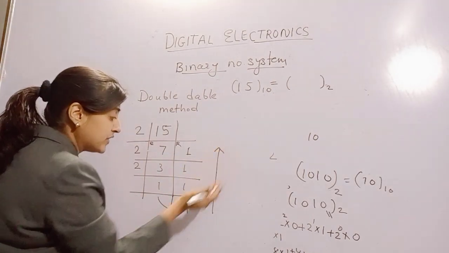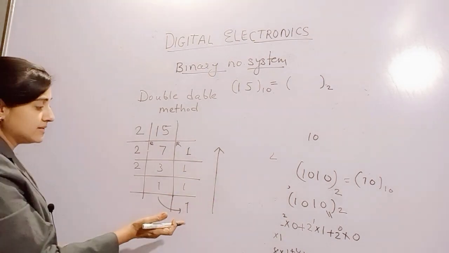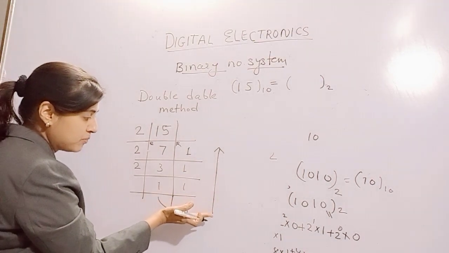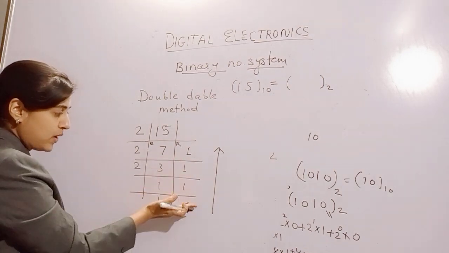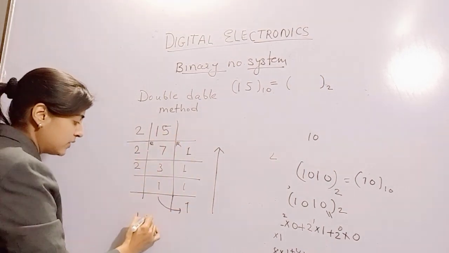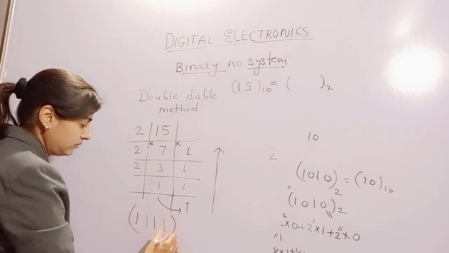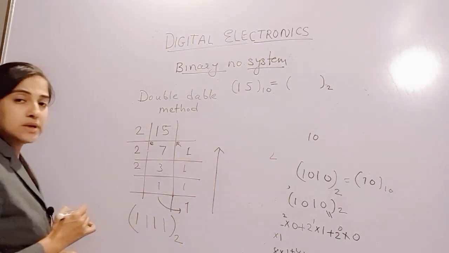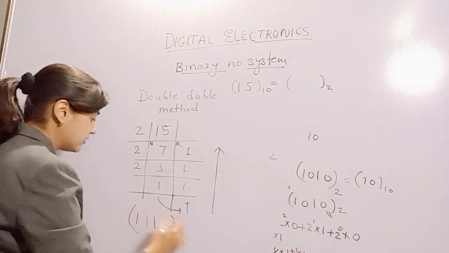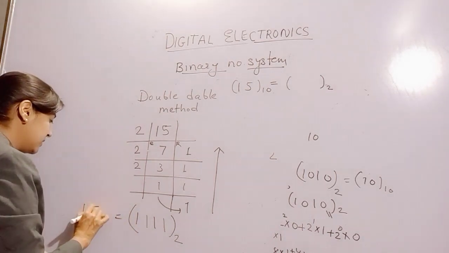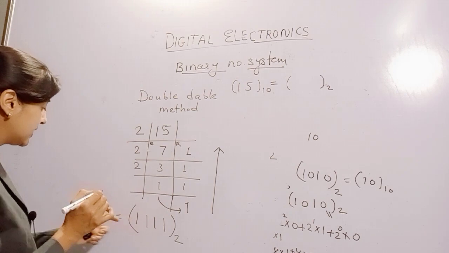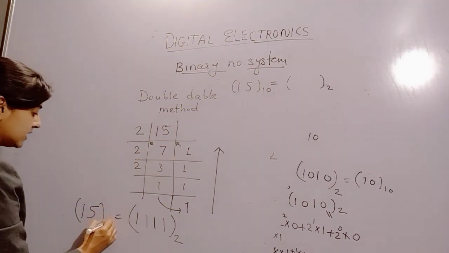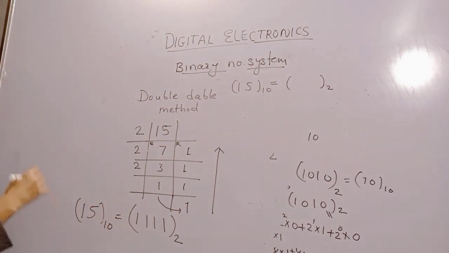Now this remainder part is the only part which is important to us. Last but not the least, we have to go from bottom to top and follow the sequence from bottom to top: 1 1 1 1. So this is the number we are getting for decimal number 15. This is the binary equivalent which we are getting for 15 decimal. Now we can cross check that.